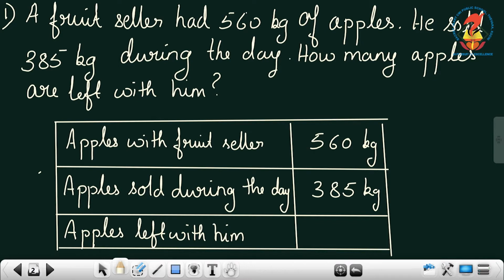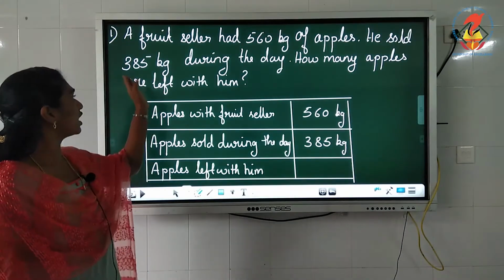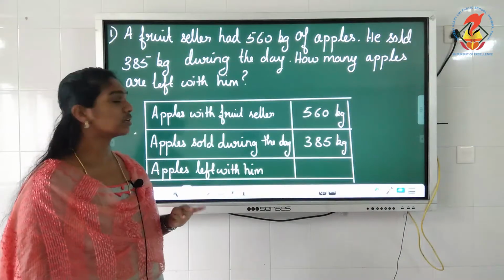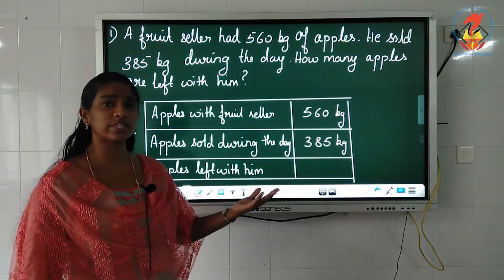A fruit seller had 560 kilogram of apples. He sold 385 kilogram during the day. How many apples are left with him? What's the question? A fruit seller, he had 560 kilogram of apples with him. Okay, he sold 385 kilograms during that day. Okay, how many apples are left with him?